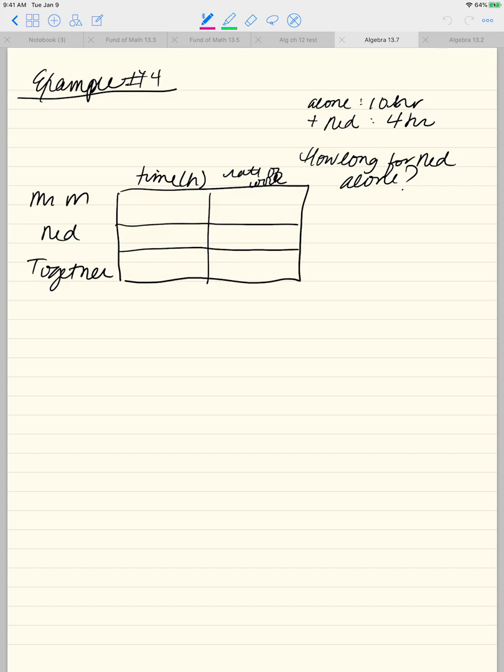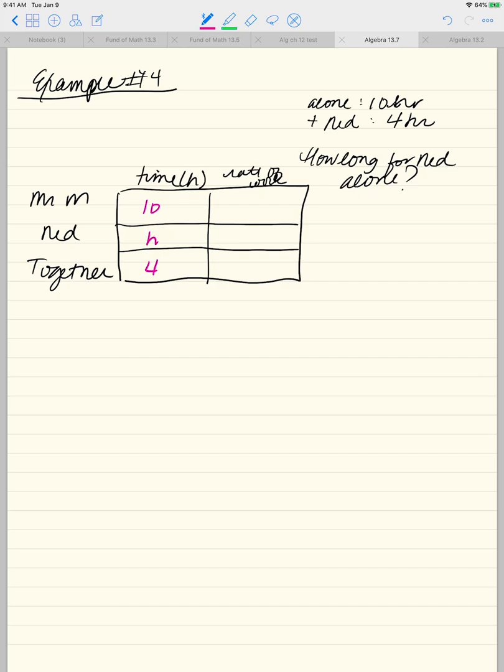Mr. Matthews owns a landscaping company and schedules the jobs for his company. He can complete the weekly maintenance for one of his clients in 10 hours by himself, okay? So if Mr. Matthews is working all alone, it's going to take him 10 hours. Or he can complete the task in 4 hours with his assistant, Ned. So together, it takes them 4 hours. How long should he schedule for Ned to complete the job by himself? So we want to know, how long would it take Ned by himself?